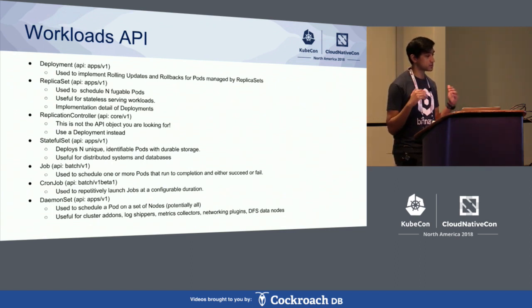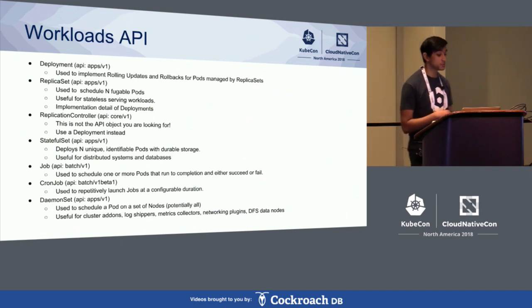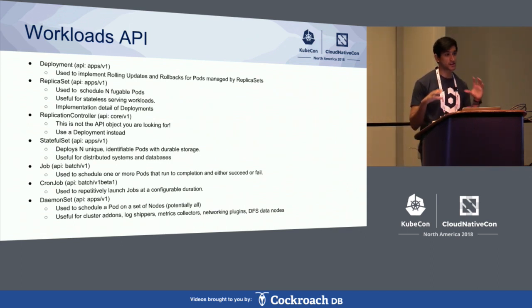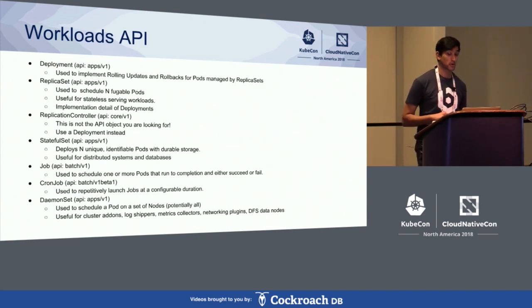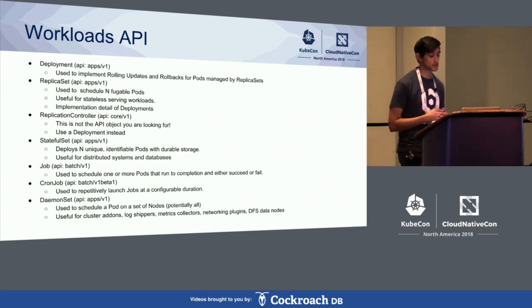You wouldn't typically use this directly. The deployment would go and create and manage the replica set for you, and that's really to separate the concerns of both the deployment and the replica set. So the replica set controller is really good at making sure that there are n number of pods running, and then the deployment can use that to apply things like rolling updates and rollbacks.